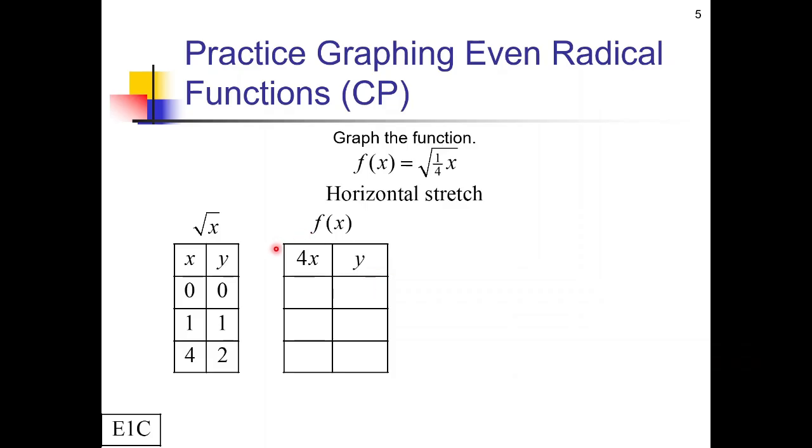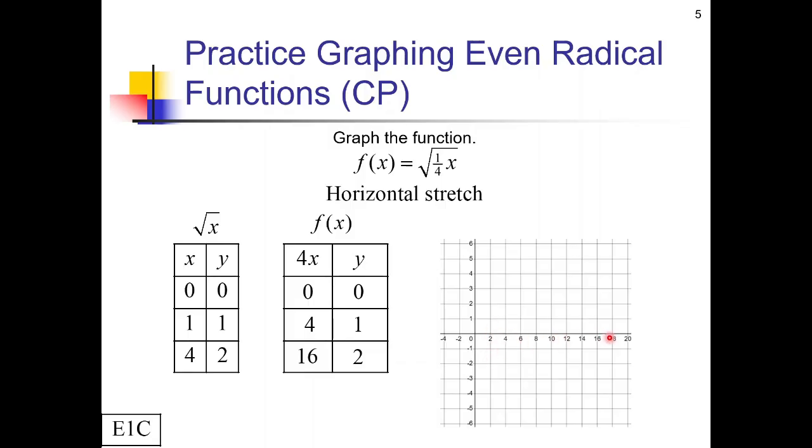And now going through and changing all my x values, 4 times 0 is 0, 4 times 1 is 4, and 4 times 4 is 16. And the y values are still going to be 0, 1, and 2. So in order to graph this out, I'm going to need to leave enough space to fit 16 on my x-axis. So I'm going to make my x grid lines go by 2s. That'll let me get everywhere I need to go. So we've got 0, 0, 4, 1 is right here. And then we've got 16, 2 right up here. And then graph through those.